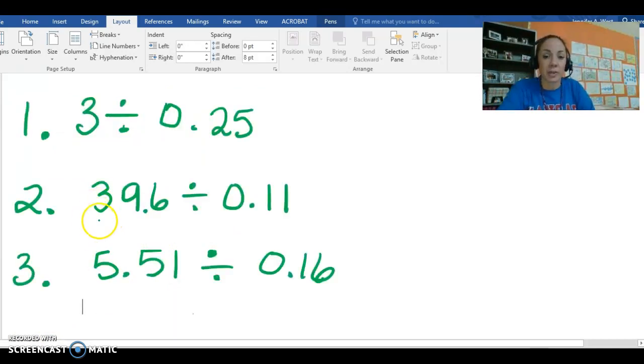Okay, here are your 3 equations, and you will have to start with step 1 of the 5 different steps you take to solve decimal equations. So 3 divided by 25/100ths, 39 6/10ths divided by 11/100ths, and 5 51/100ths divided by 16/100ths. So make sure you get those solved in your notes. Make sure I can see all of your work and bring those to class with you. I'll see you soon.